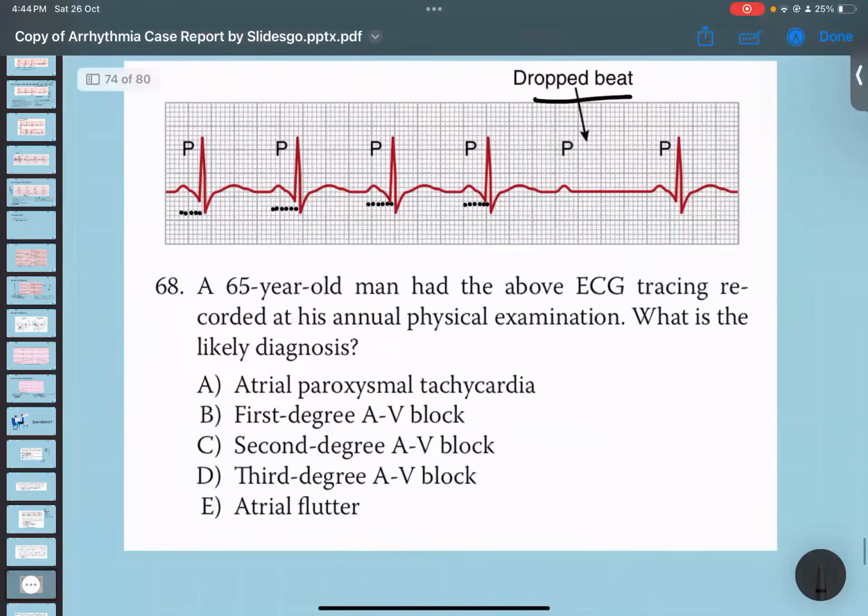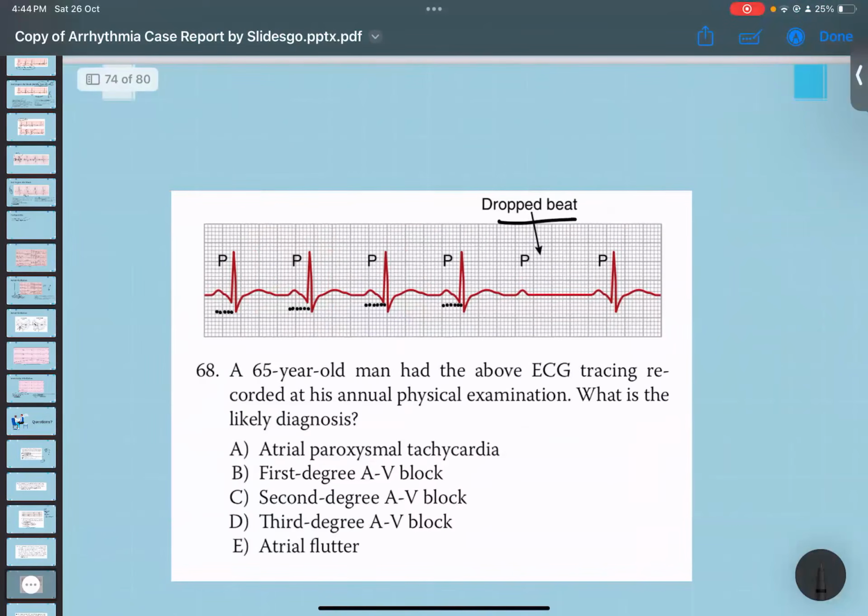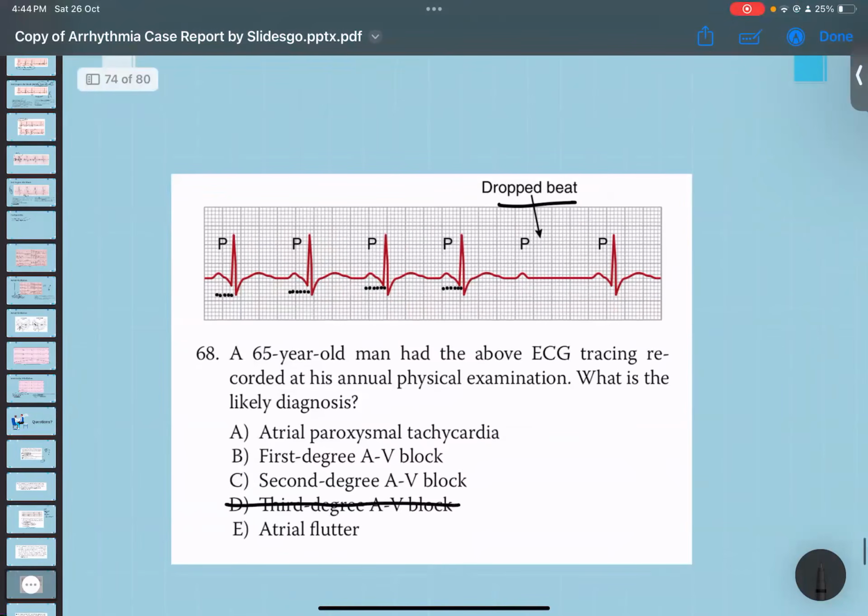So this has to be Mobitz type 2, because there's a drop beat, and then the PR intervals are equal to one another. So third degree AV block would not be the case because you would have complete dissociation, which is not something that's happening here. First degree AV block would not have a drop beat. Atrial flutter, again, the sawtooth pattern is not seen here.